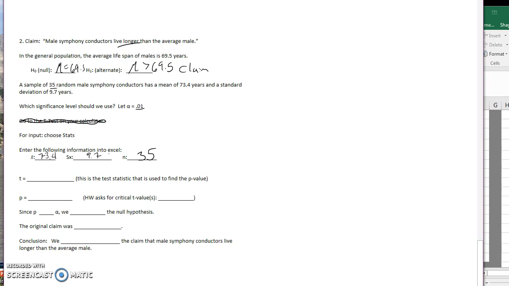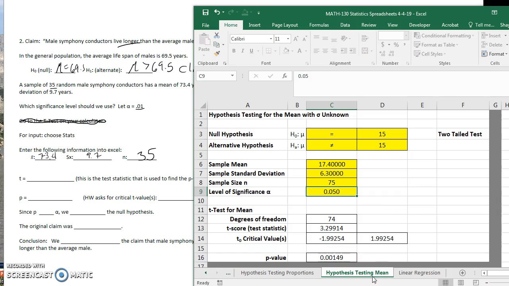All right, so we are going to go to our Excel tab for hypothesis testing means, and we're going to enter those values in. So it's going to be equals 69.5. We are trying to see if they live longer, so we're going to pick greater than here. Enter in our sample mean of 73.4 with a standard deviation of 9.7 and an n value of 35. And this would be 0.01.